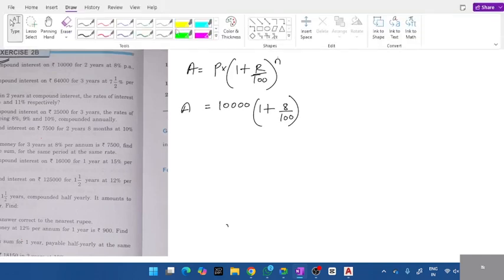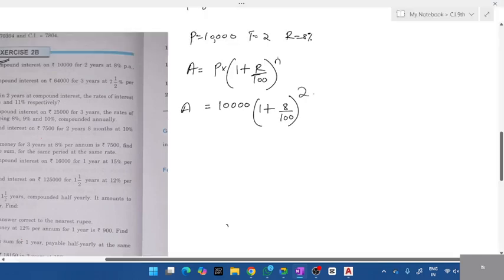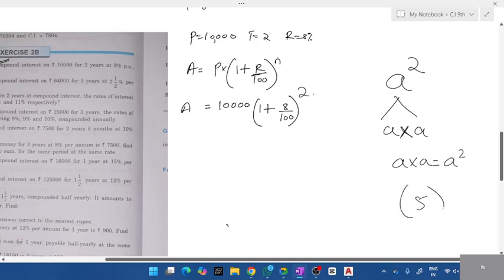N is equal to 2. Okay. Now, what is the value of a square? What is the value of a square, student? We did this last year. A square is nothing but a into a. Not last year, last chapter, rational numbers. I taught you this, right? What is a into a? A square. What is 5 square? How much is 5 square?